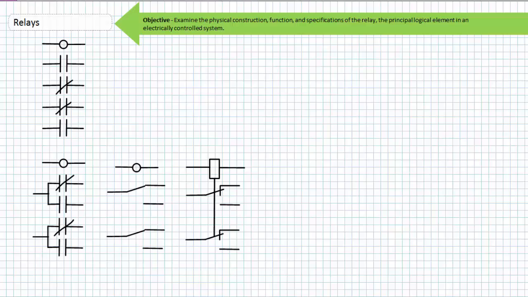A disclaimer before we continue. Always consult the manufacturer's datasheet for the specific relay of interest. Do not for a moment assume the pinouts and specifications presented herein are universal in nature.